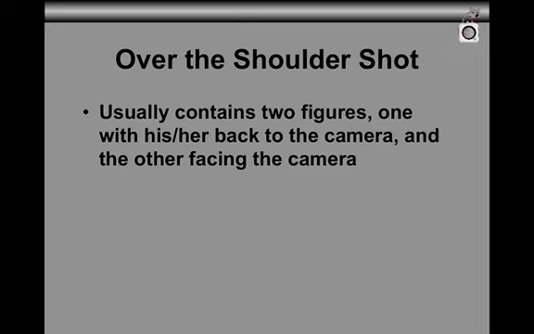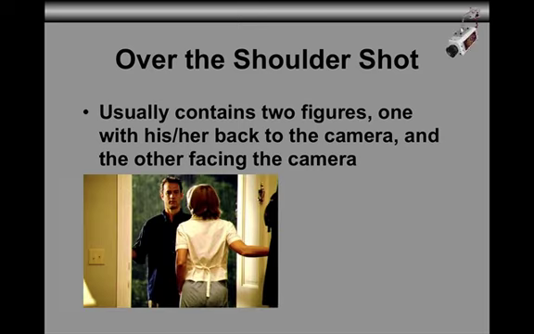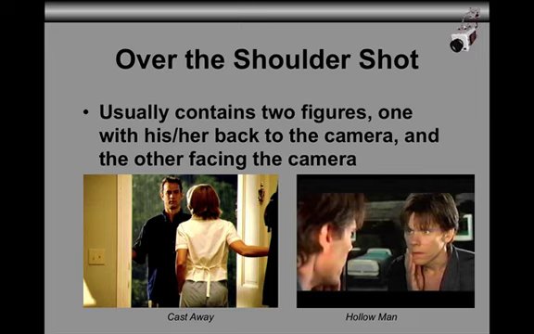Next we have the over-the-shoulder shot, and this usually contains two figures, one with his or her back to the camera and the other facing the camera, as in during a conversation. In this clip from Castaway, we can see Tom Hanks being spoken to by the female character, and the camera is looking over her shoulder. What tends to happen in sequences like this is that the camera will flip around to the other perspective, and we may see an over the shoulder shot from Tom Hanks following that particular shot.